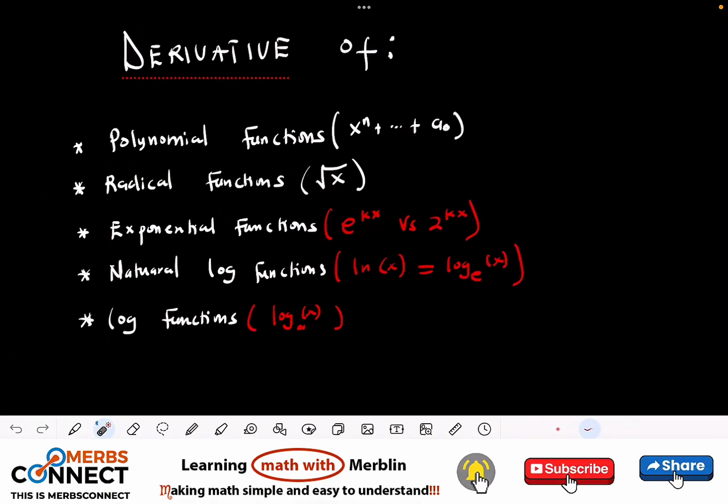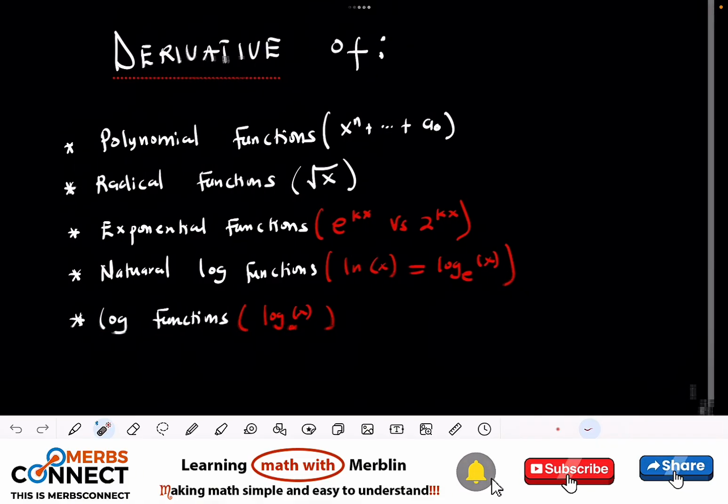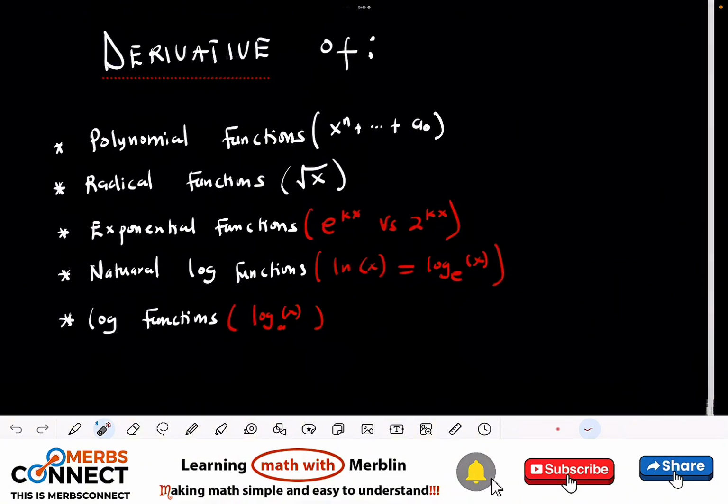In this video, we are going to learn how to differentiate different functions like polynomial functions, radical functions, exponential functions, natural log functions, that is the ln function, and then we look at the log function itself. So let's jump right in.